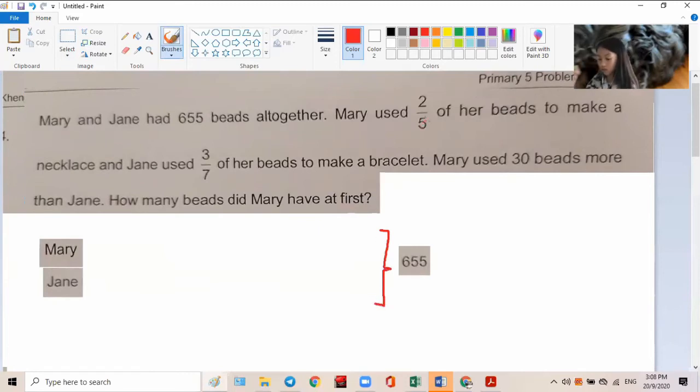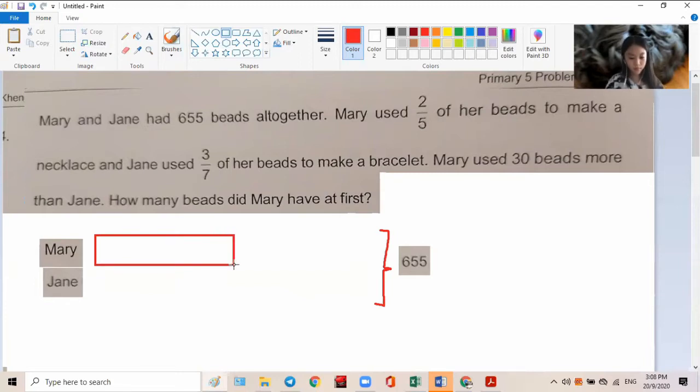Now, Mary used 2/5 of her bits. That means I should draw 5 boxes for Mary, right? So I should use 5 boxes, in which 2 boxes I use. So let me see. We'll draw 5 boxes for Mary. Come, let's draw. 1, 2, 3, 4, and I'll draw one more, 5.